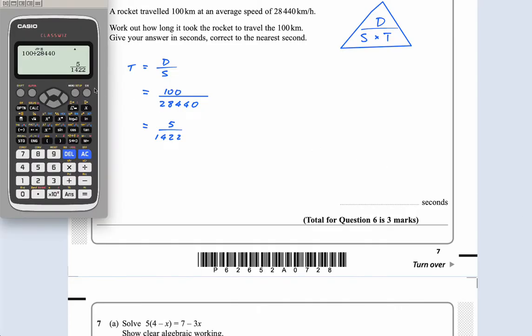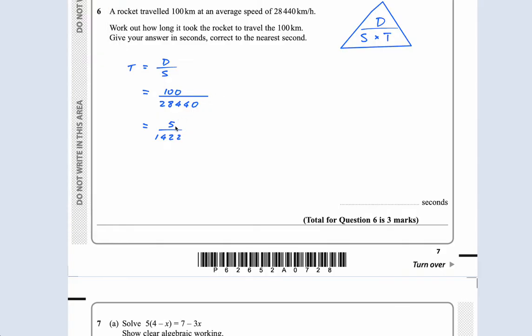It's a very small number because this rocket is moving super quick. So he's traveled 100 kilometers at this speed. This is his speed, 28,000 kilometers per hour. So he's moving very, very quickly. Hence the time is very small. But this time is in hours.